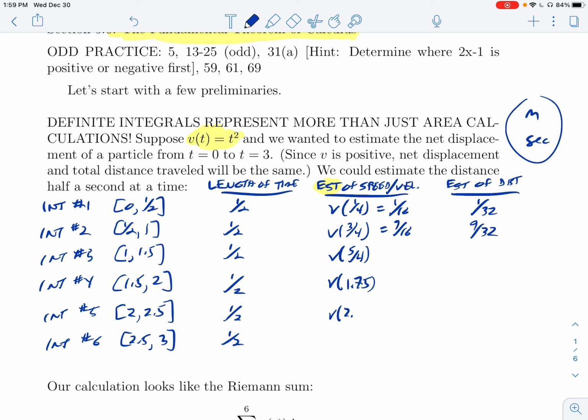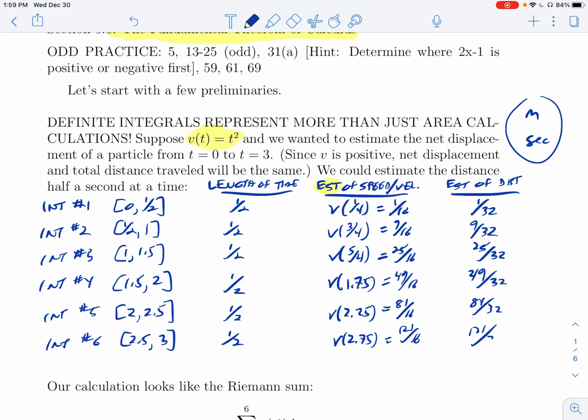I could just decide as a crude estimate of speed, just how fast is it going at the middle of that time period, knowing it's not going to change speed all that much. So this is 25/16, this is 49/16, this one would be 81/16. This one would be 121/16. Multiply each by 1/2. So I have an estimate of how far it goes one half second at a time.